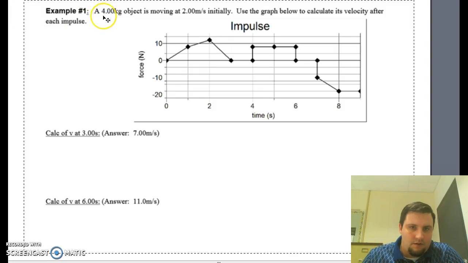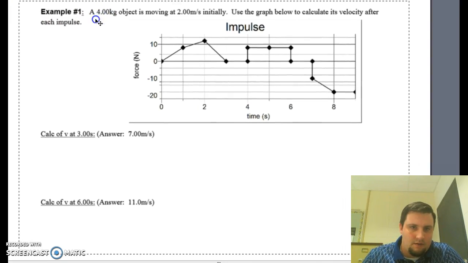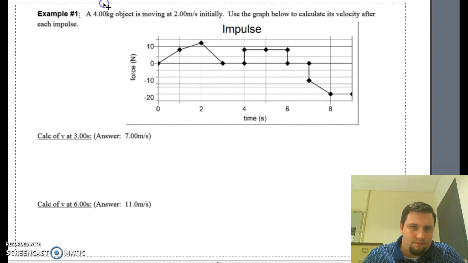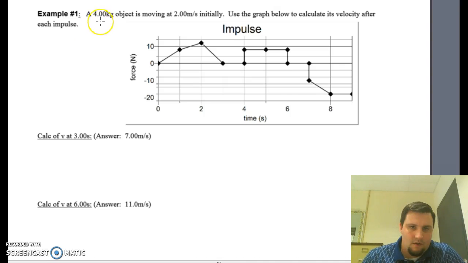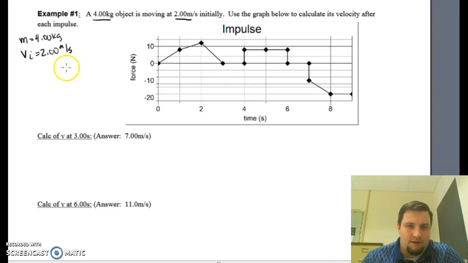So a couple things here is looking at our givens. Our givens, we have a mass of 4 kilograms here and an initial velocity of 2. So let's write these down. Okay, so what is it, a car or whatever, the object is initially moving at 2 meters a second.